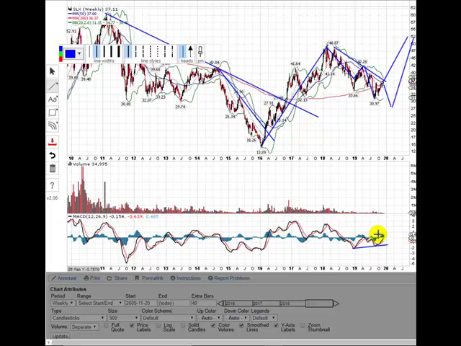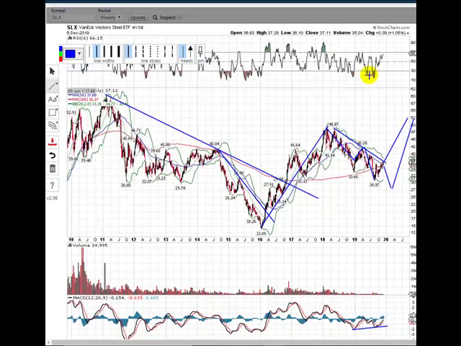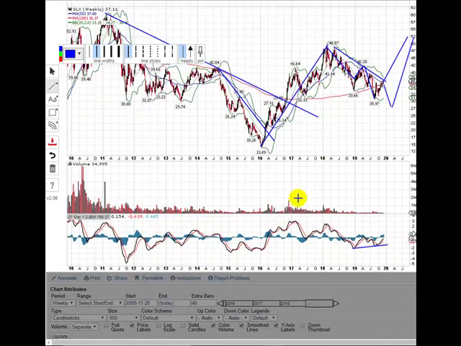What I do like about it is the increasing MACD. We were oversold on the RSI. Got a rising 200-week moving average, which is nice, and then of course selling volume continues to dissipate. So that's a good sign as well.